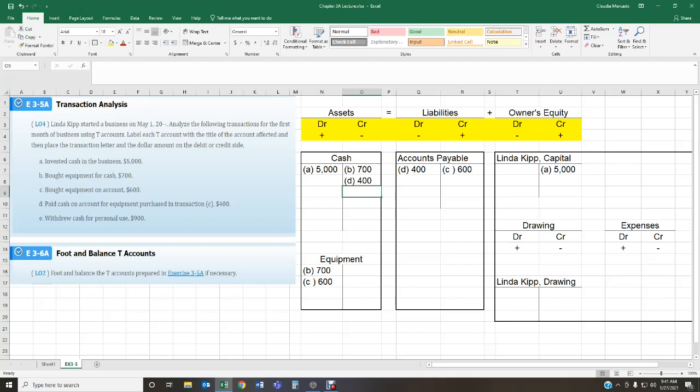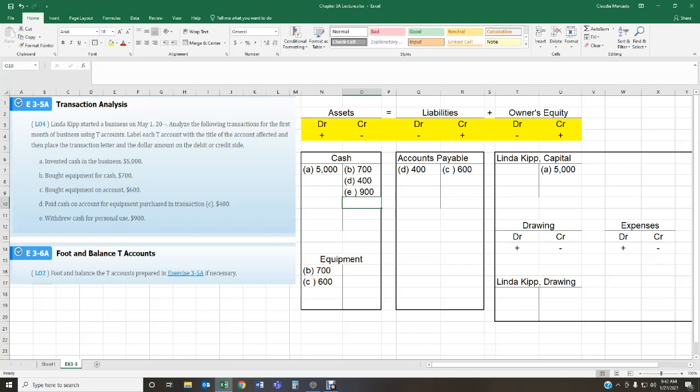Last but not least, it says here that we withdrew cash for personal use, $900. So the owner, Linda Kip, decided to make a withdrawal of $900 for personal use. Okay. Well, what's going to happen to the cash in the business if you withdraw money? It's going to go down. Okay. So your cash is going to decrease, letter E, and we decrease cash by crediting it. Okay. If your cash is going down, it's decreasing, we're going to credit it.